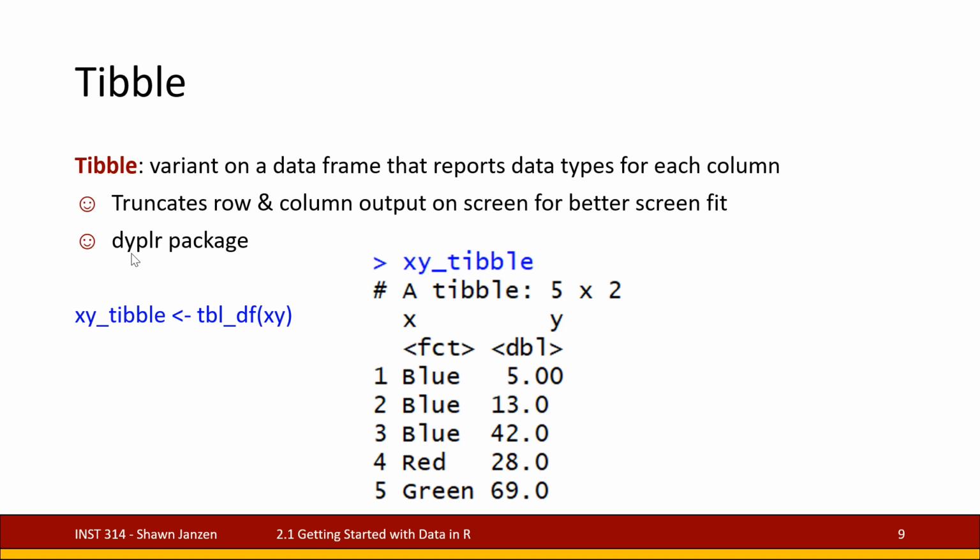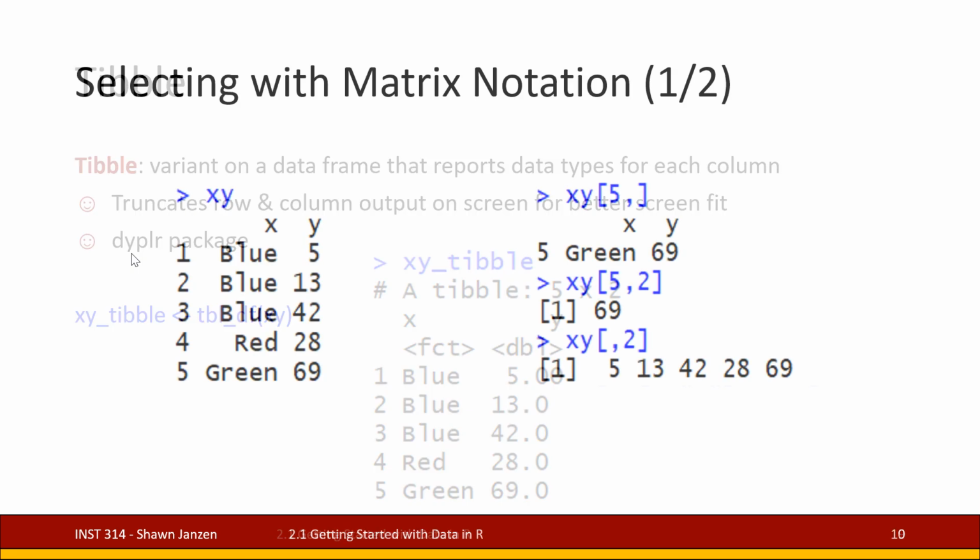That x is stored as a factor. Note I said it was string information before, but it's being read currently as a factor. And the DBLs stand for doubles. The TBL_DF function on XY, which is already a data frame, turns it into a Tibble. Note, Tibbles are part of the dplyr package, which is part of the Tidyverse, and we'll come back to talk about that a little bit later.